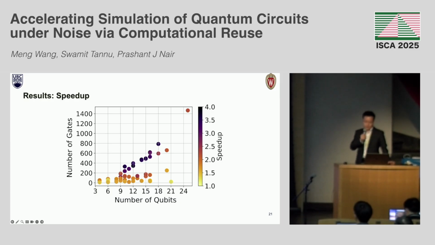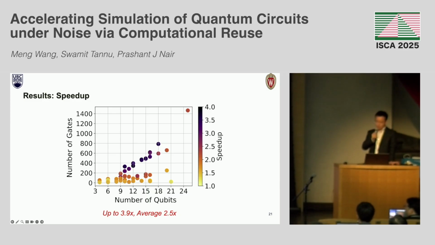We first show the speed-up result. We evaluated TQSIM across 48 circuit benchmarks, spanning a wide range of qubits and gate counts. As the number of gates increases, we can observe that TQSIM achieves better speed-up because it provides more opportunities for circuit partitioning and reuse. And overall, we observe a speed-up of up to 3.9 times, and on average of 2.5 times.